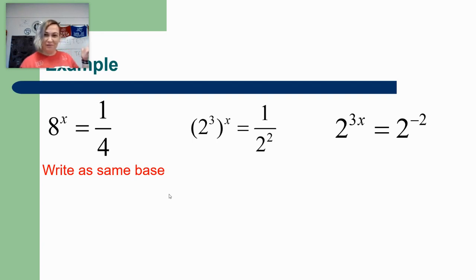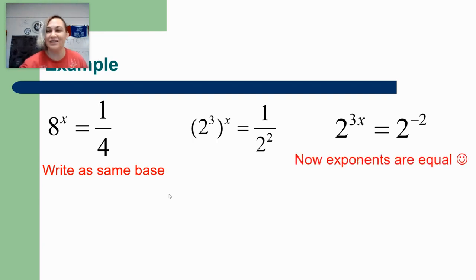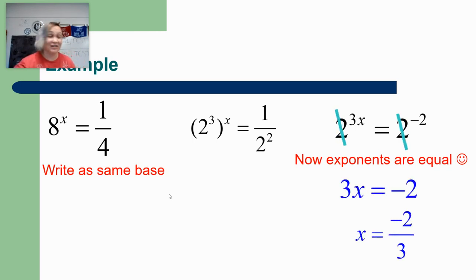Well, now I've got my common base. I've got a 2 on both sides. I can cancel those out. I can set my exponents equal to each other. And my final answer for this one is -2/3.